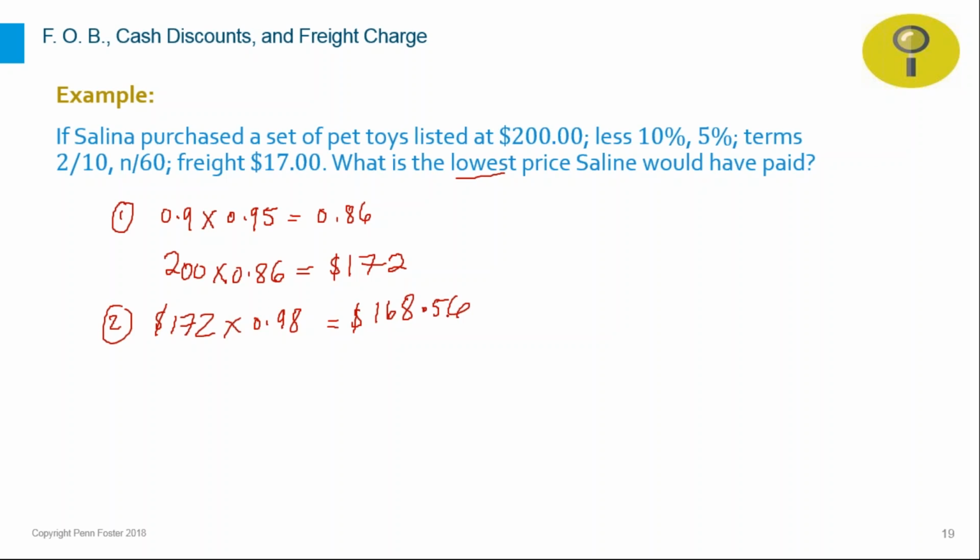And then you have to consider that you have to add the $17. So it's going to be 168.56 plus the $17. And that will equal the end price, the selling price, 185.56. And that's it.